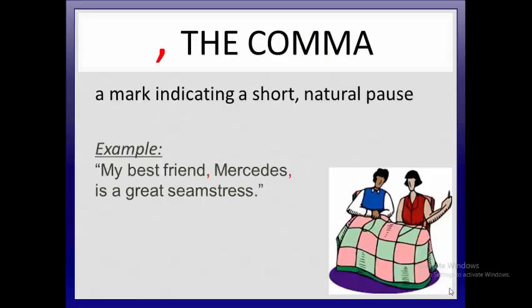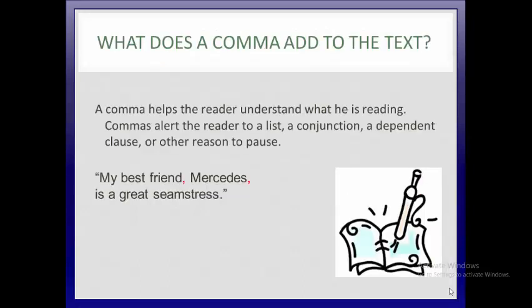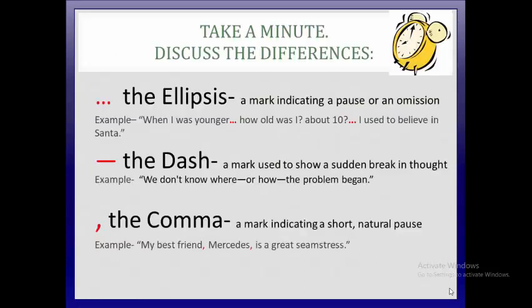The comma is a mark indicating a short, natural pause. Like my best friend, Mercedes, is a great seamstress. So when you stop, you need to stop so short. What does a comma add to the text? A comma helps the reader understand what he's reading. Commas alert the reader to a list, a conjunction, an independent clause, or another reason to pause, like in this example we previously read.